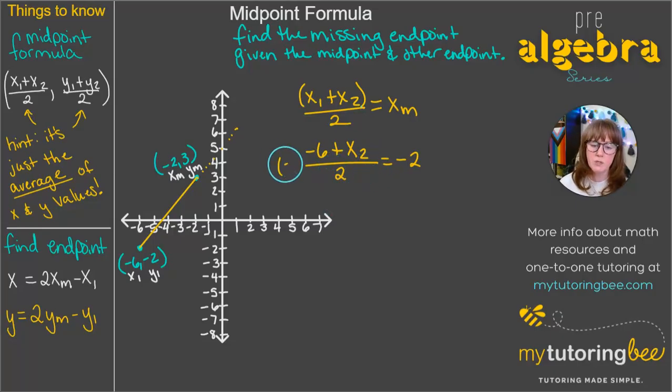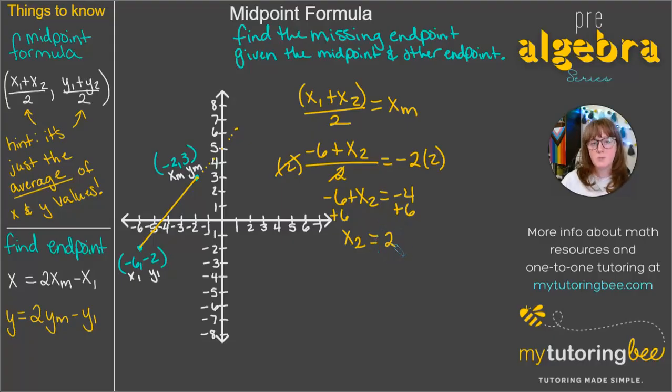So we're going to multiply each side by 2. So that's going to cancel out with our denominator here, leaving us with negative 6 plus x2 equals negative 2 times 2 is negative 4. And then we're going to add 6 to both sides. So then x2 equals negative 4 plus 6 is 2. So then our endpoint, the x portion of our endpoint, is 2.